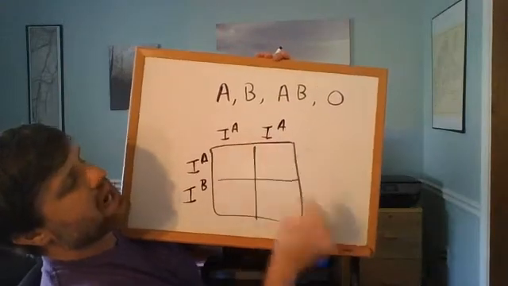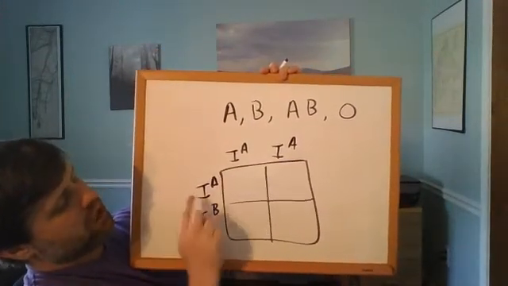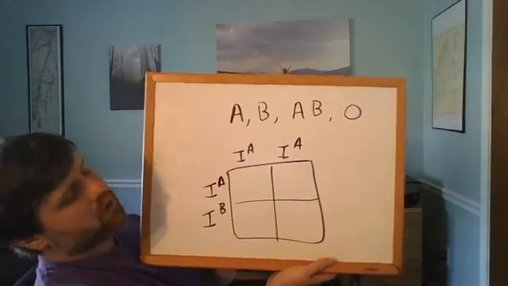Well, A is a dominant trait, and B is also a dominant trait. So let me show you what this looks like on a Punnett square. Let's say that Dad is blood type A, but Mom is blood type AB. She has A and B. If we were to cross that with codominance, we're going to end up with 50% of the children being blood type A.